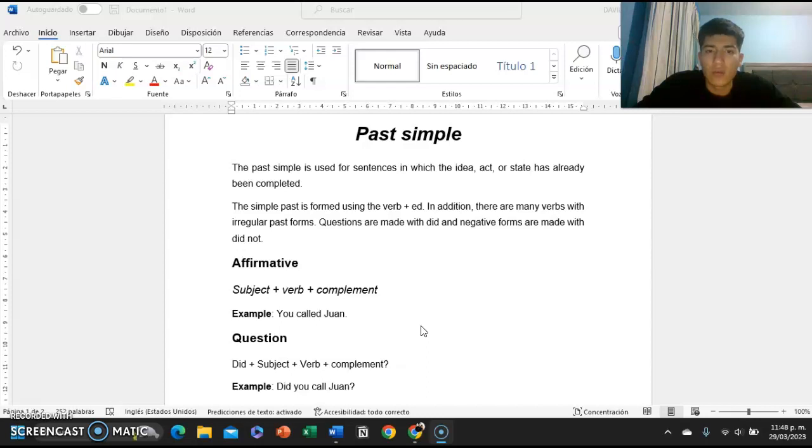I did this document because I think it's easier to explain, and people can understand this grammar point. The past simple is used for sentences in which the idea, activity, or state has already been completed. The past simple is formed using the verb plus -ed. In addition, there are many verbs with irregular past forms. Questions are made with did, and negative forms are made with did not.